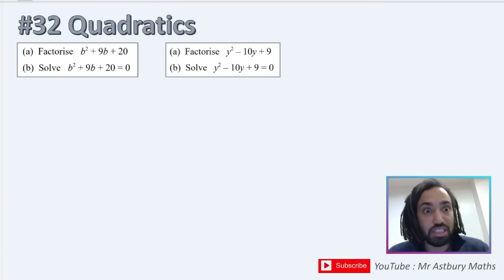Okay, GCSE maths means quadratics. You've got to be able to factorize them. You've got to be able to solve them.